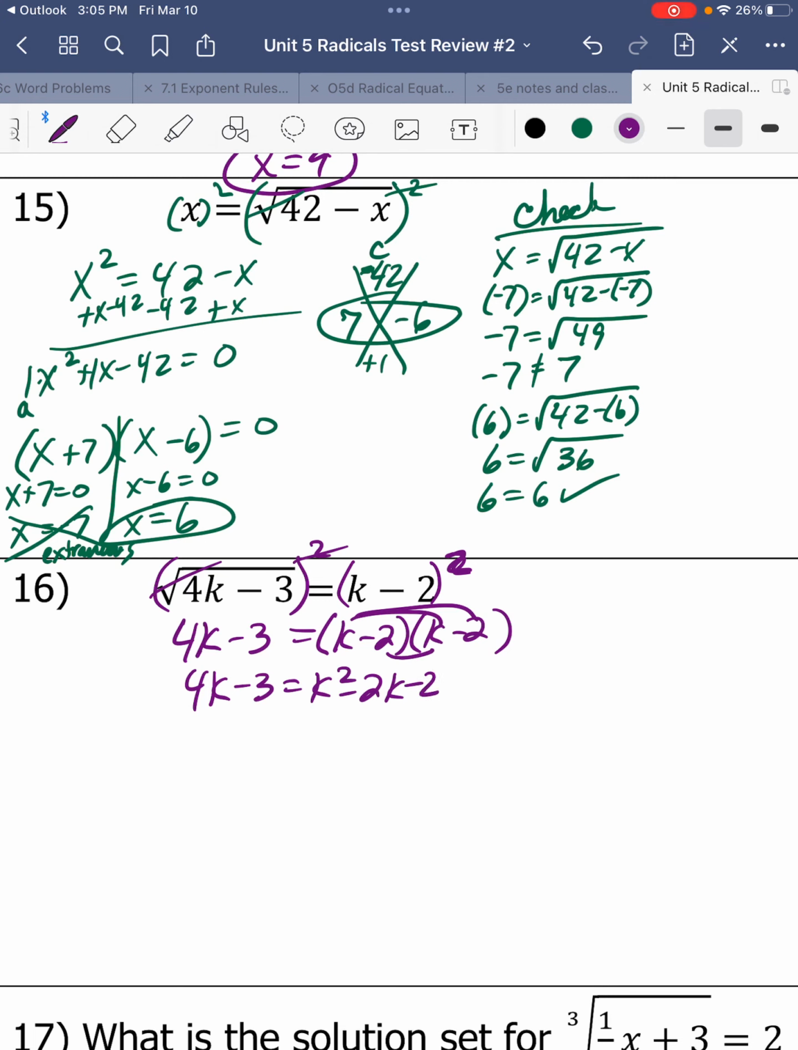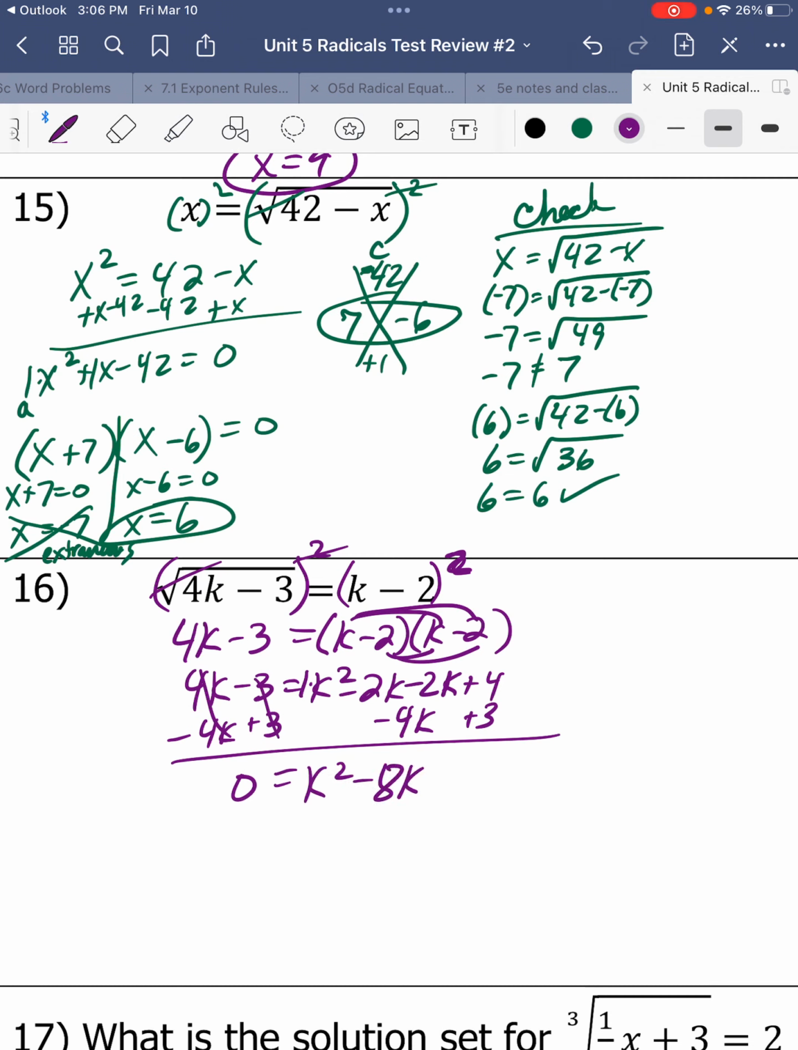K squared minus 2k minus 2k plus 4. You have a quadratic, so move all the terms to the same side, keeping the a positive. So we get 0 equals k squared minus 8k plus 7. Again, now I have my a, b, and c here. A is 1, so we do what two numbers multiply to c that add up to b.